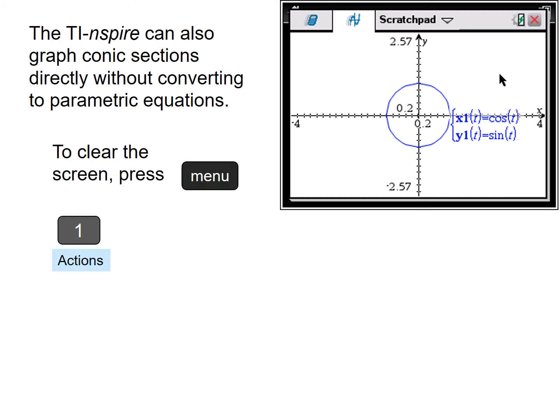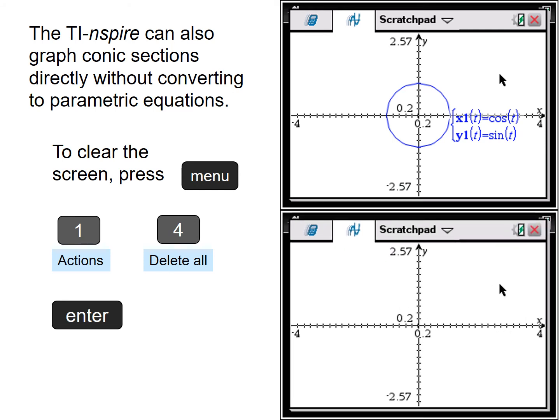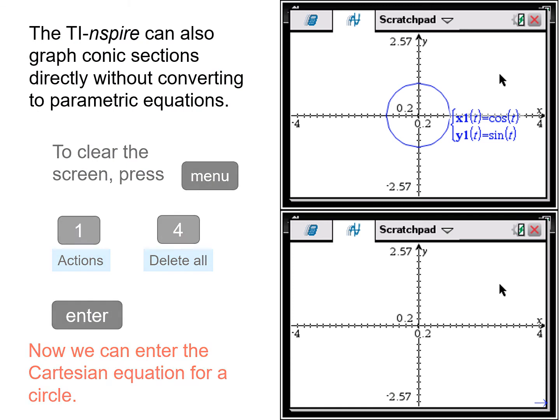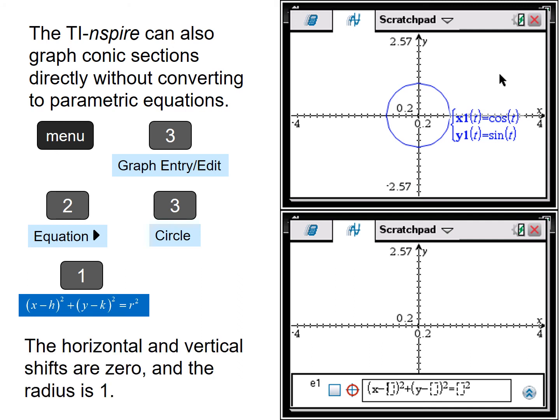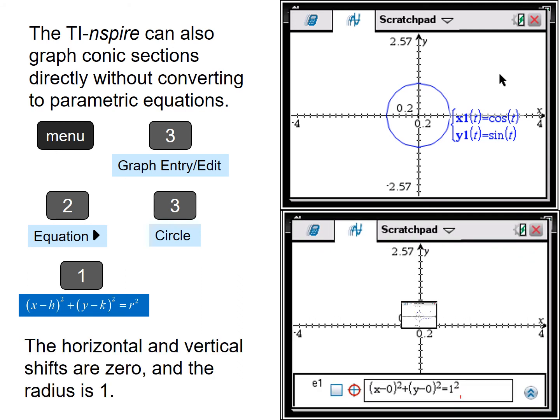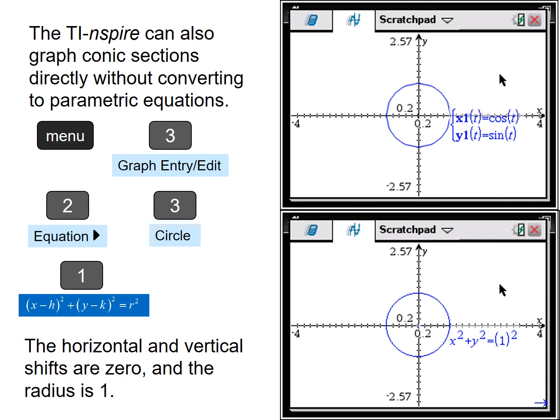All right, now your calculator can graph conic sections without having to use parametric equations. So if we clear our graph and follow these steps right here, go to equation, choose the equation for a circle. You'll see there that there are also equations for hyperbolas, ellipses, other conic sections, which are not functions, but they're still equations that we might want to graph. And you can graph it this way. And we can see that x squared plus y squared equals 1 squared gives us the exact same graph as x equals cosine of t and y equals sine of t for values of t between 0 and 2 pi.